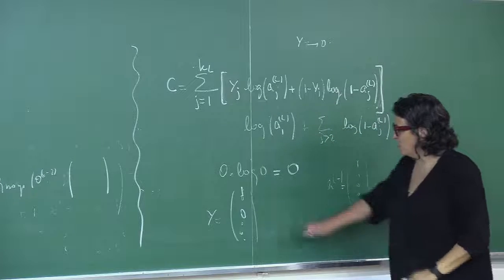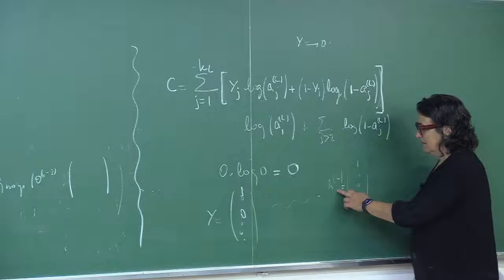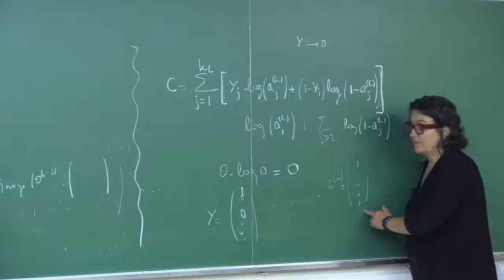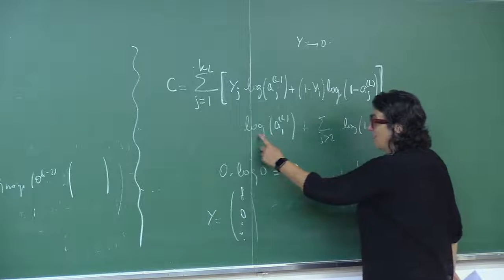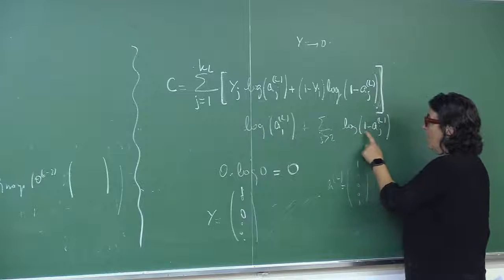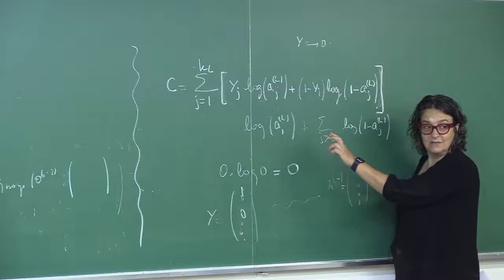Suppose my prediction is perfect. If my prediction is perfect, this AL is 1 and the rest is 0. Therefore, this log is the log of 1, that is 0, and the log of 1 minus 0, that is again 0. The cost is exactly 0.